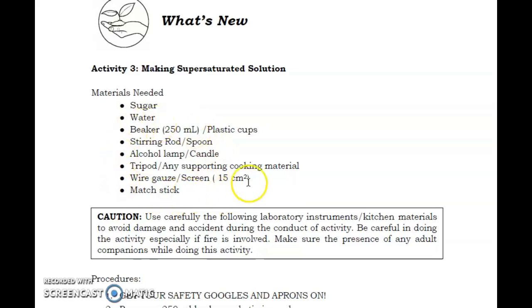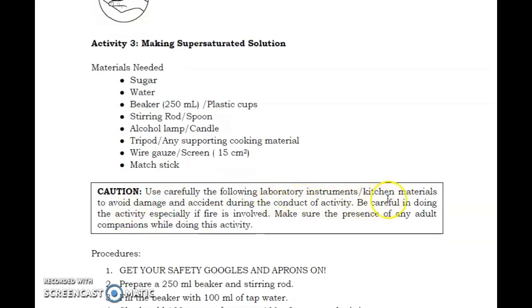If the materials given are not available in your home, you can use other improvised materials to replace them. Caution, remember this: use carefully the following laboratory instruments or kitchen materials to avoid damage and accident during the conduct of the activity. Be careful in doing the activity, especially if fire is involved. Make sure there are adult companions while doing this activity. You can ask for help from your parents, older sisters or brothers, or guardians to assist you in doing the experiment. For the beaker, you can replace it with a casserole. For the stirring rod, you can use a spoon. For the alcohol lamp, tripod, and wire gauze, you can replace these with a stove in your kitchen.